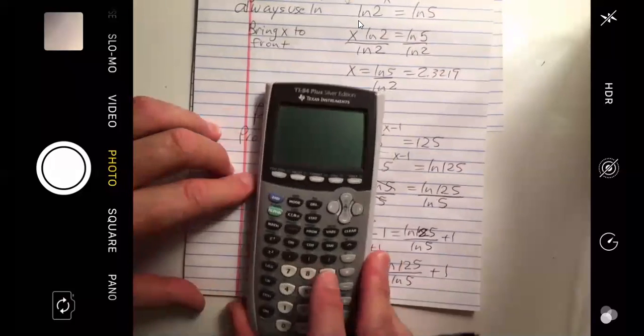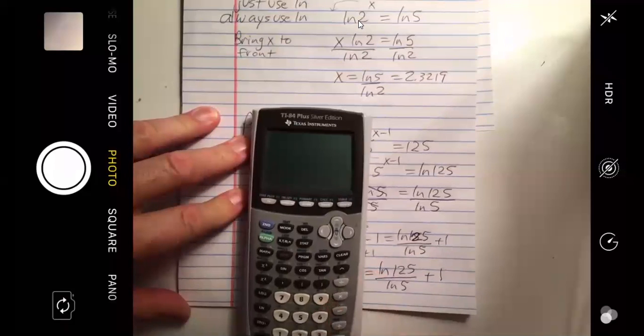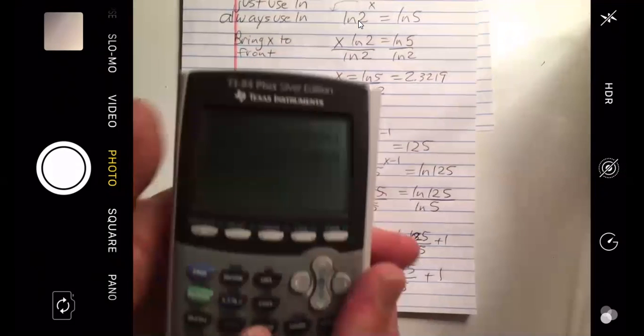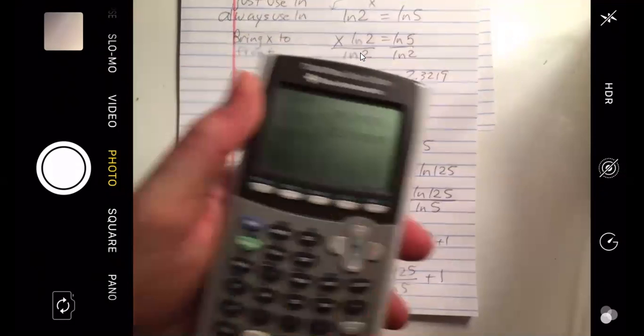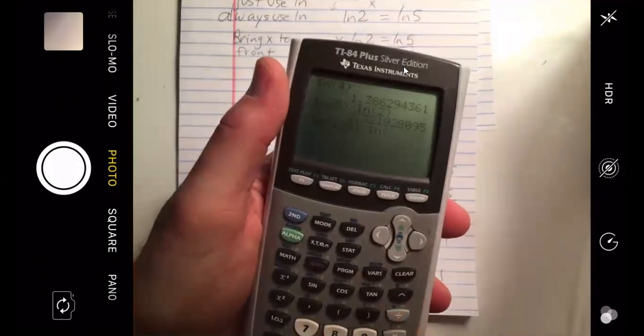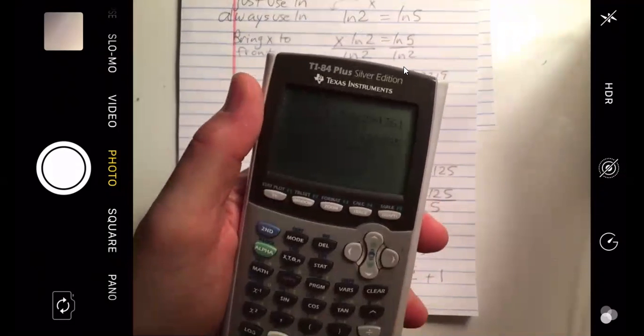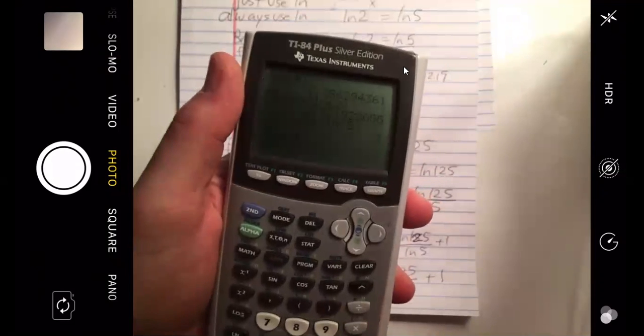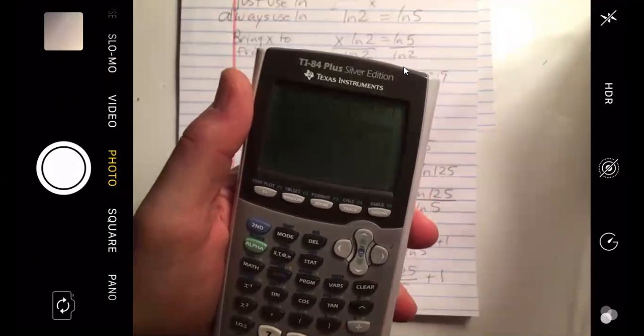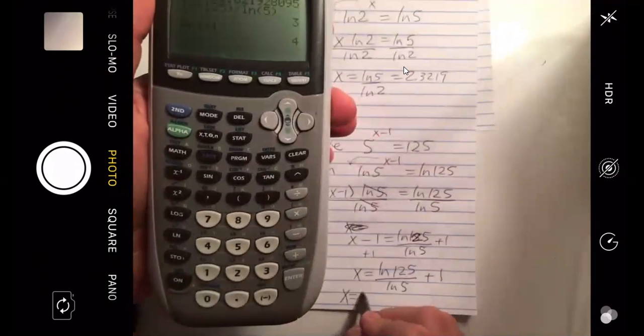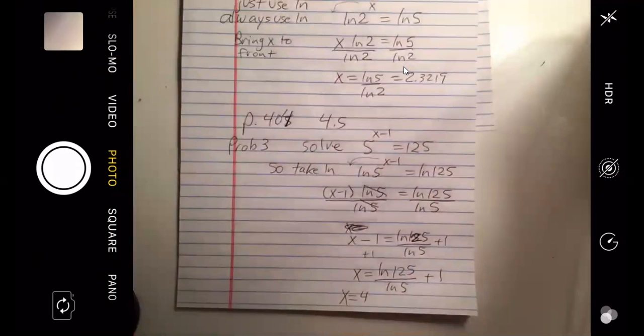So I'll punch this out. ln 125, barely read that, can't you? Divided by ln of 5. By itself, that's a 3. Add 1, you get a 4. X equals 4. You can almost see the check in your head.